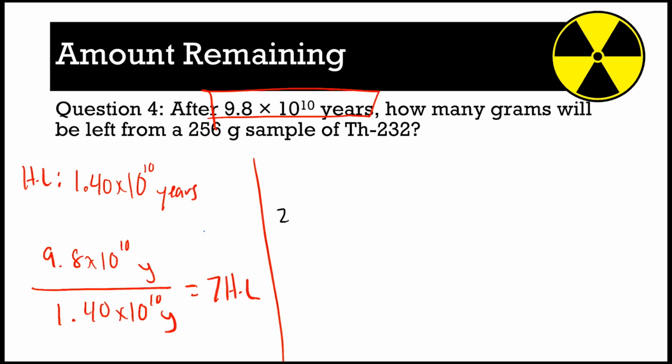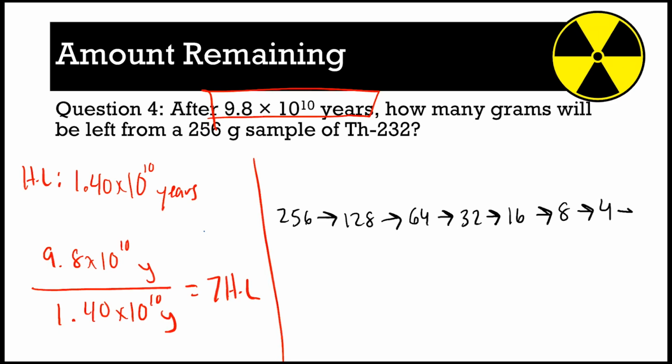First, we're starting at 256. After 1 half-life, half of that is left, so you get 128. After another half-life, so 2 half-lives, we're at 64. 3 half-lives, we are at 32. 4 half-lives, we are at 16. 5 half-lives, we are at 8. 6 half-lives, we are at 4. 7 half-lives, we are at 2.